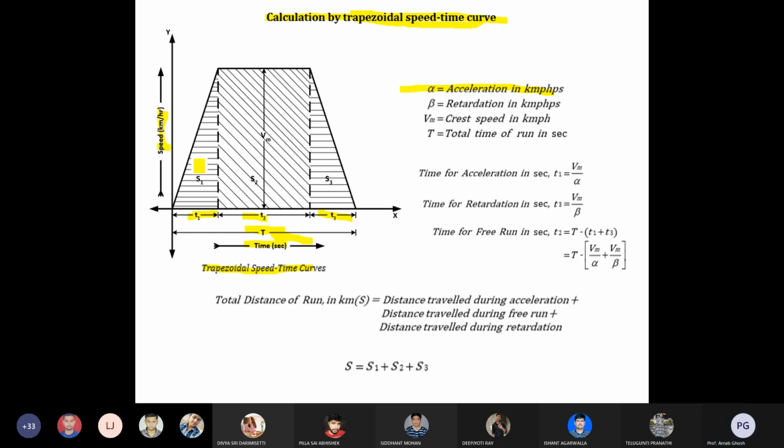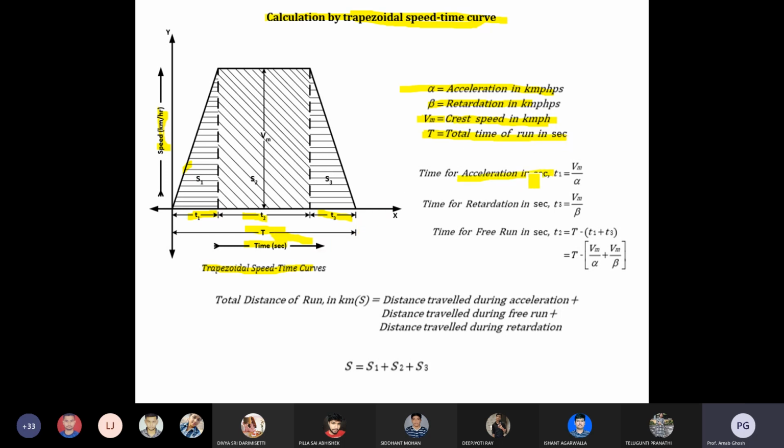Sorry, it is acceleration alpha for the first case, and in the second case beta is the retardation for the second zone. Vm is your crest speed, the maximum speed in kilometer per hour, and T is the total time of run. After that it will stop.